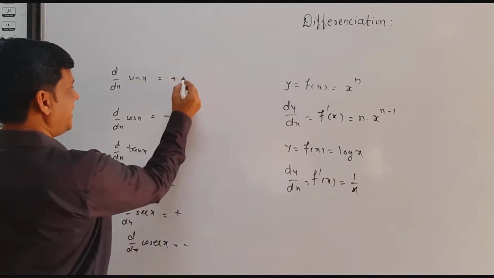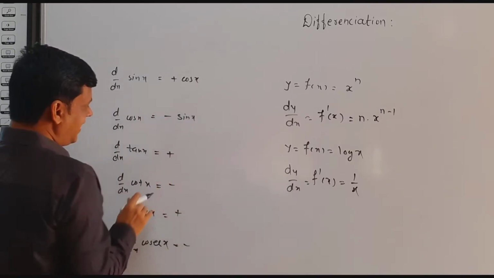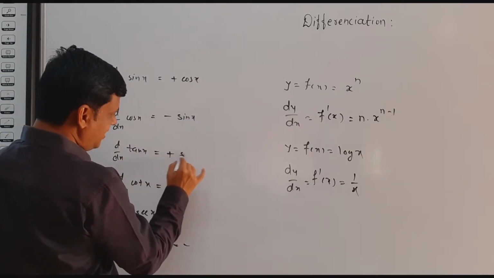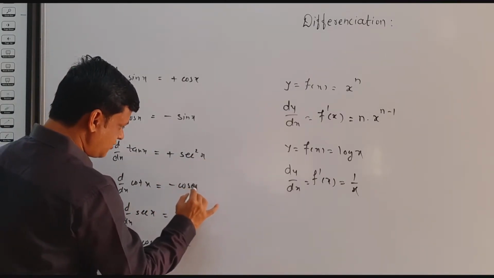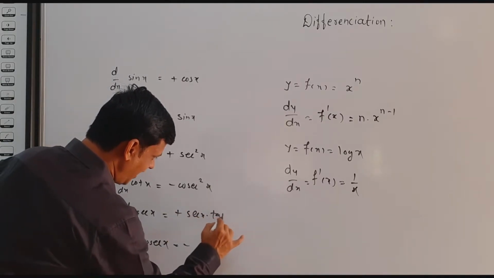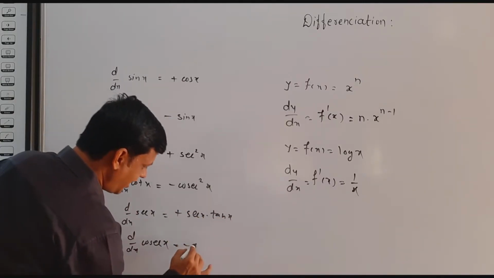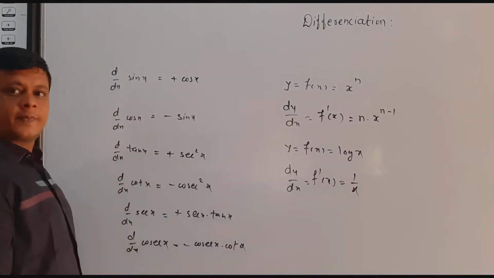So the derivative of sin x is plus cos x, the derivative of cos x is minus sin x, the derivative of tan x is sec square x, the derivative of cot x is minus cosec square x, the derivative of sec x is sec x into tan x, and the derivative of cosec x is minus cosec x into cot x.